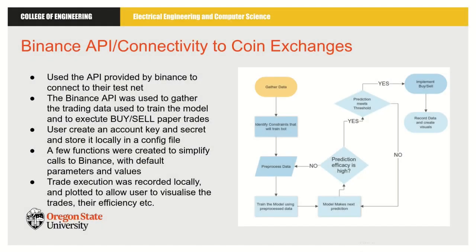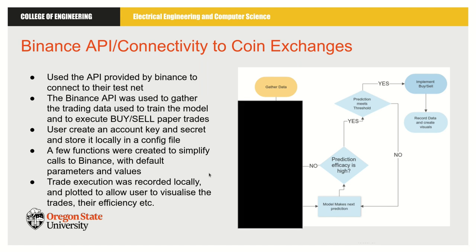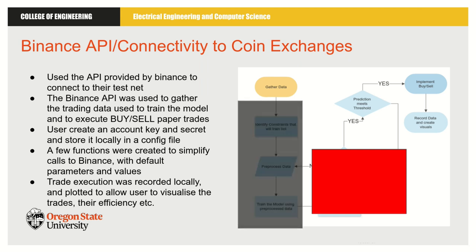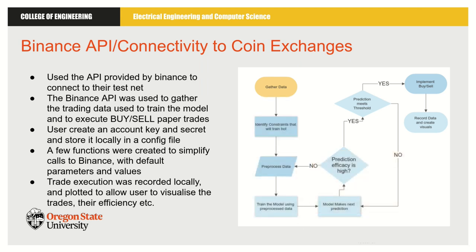So there are three distinct parts to this project. The black box, where the model is trained, the red box, where the model makes prediction decisions, and the third, which is the interface of the model that gathers the data and executes paper trades. For this third part, we use the Binance public API.